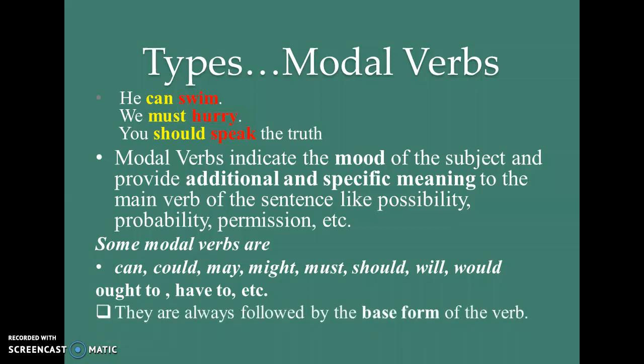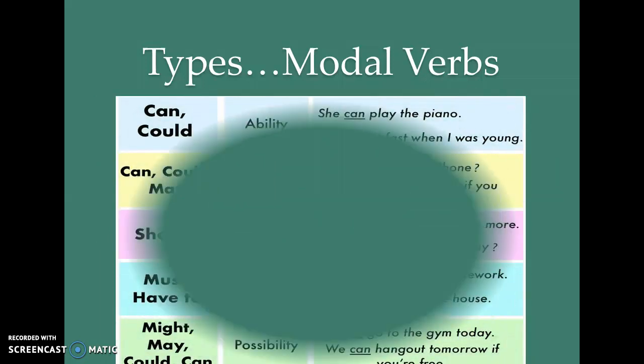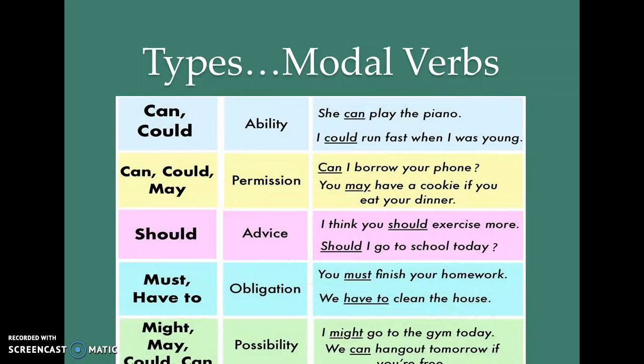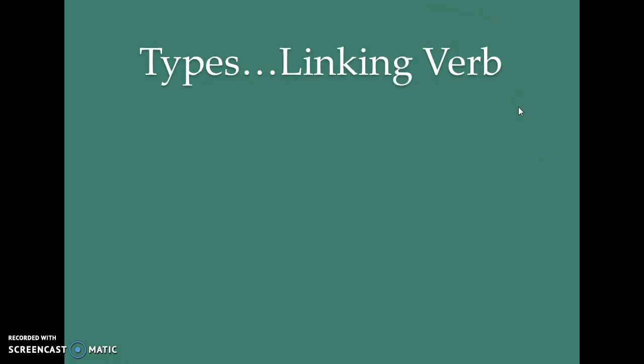Remember, they are always followed by the base form of the verb, and base form means the first form which does not have any suffix, meaning it does not have any s, es, d, ed or ing at the end of the word. Now, this list might help you because here you have this list of the modal verbs, and it also shows which modal verbs indicate which meaning, followed by the examples in the sentences.